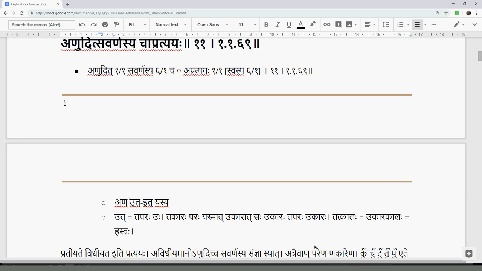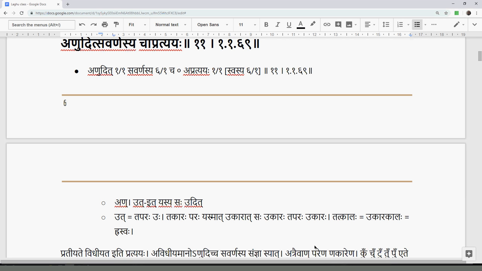An is a pratyahara. And what? Ut. Ut ityasya will become udit. So ut and it, there is a sandhi here. This takara will become dakara and you will get udit. Udit means what? An is one part and ut is what? Ut it yasya saha udit.